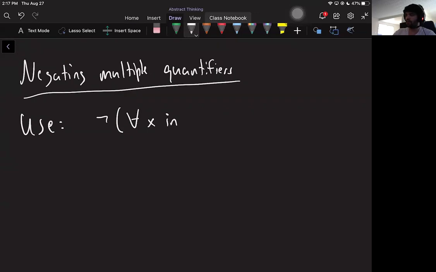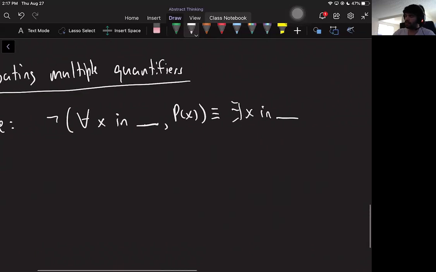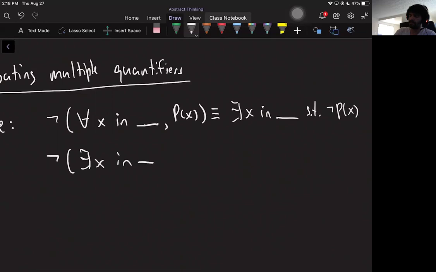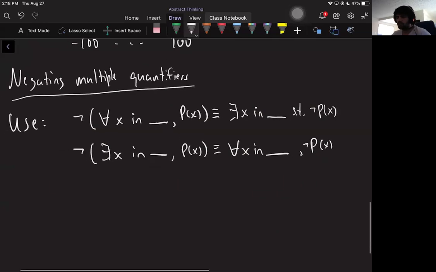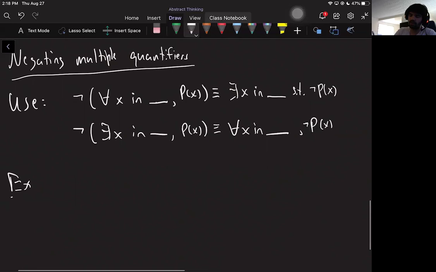If you negate a for all x in something, then that just becomes a there exists an x in that something such that the predicate does not happen. And vice versa. If you negate a there exists, then it becomes a for all, and then negate the predicate. Okay, so that's a mini thing from last time. So we're just going to use this multiple times to see how it works when you have multiple quantifiers.